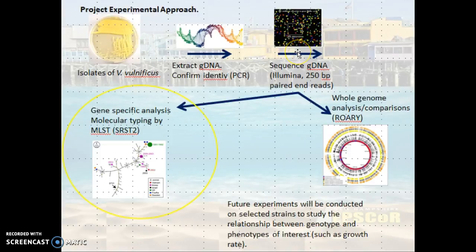We then sequence it, and we don't do this ourselves, but we submit it to the Hubbard Genome Center at the University of New Hampshire, and they conduct Illumina next generation sequencing, and it's 250 base pair paired end reads as explained previously. And then that data gets funneled into two pipelines at this point. The first pipeline is a pipeline where we do gene-specific analysis, and I'll talk more about that in a moment. So we pick a few genes, and we focus on those genes to understand our isolates.